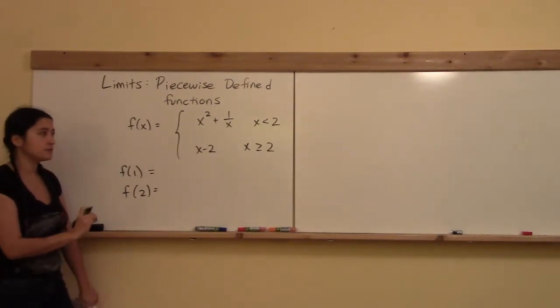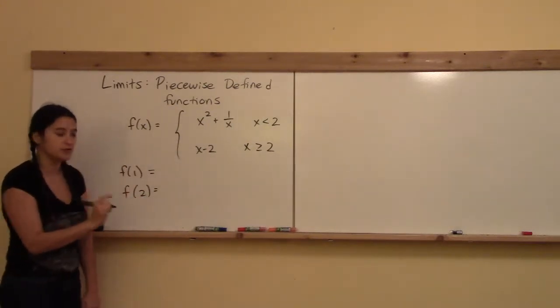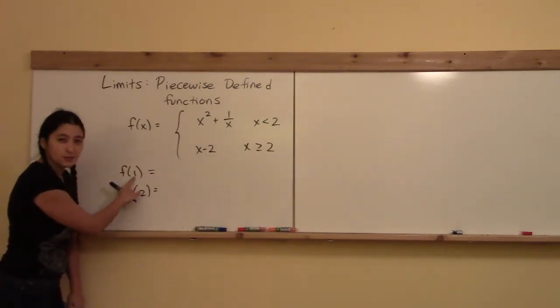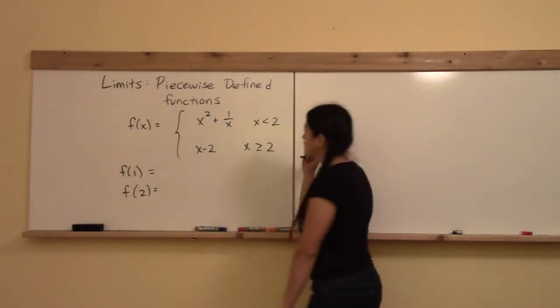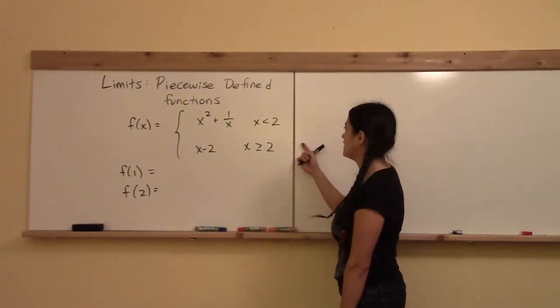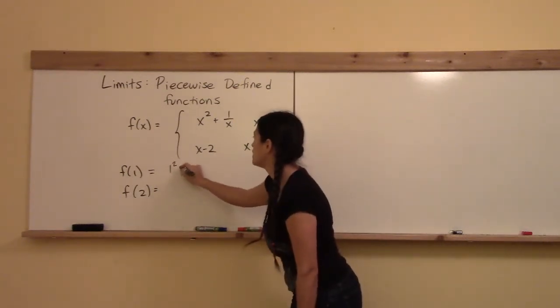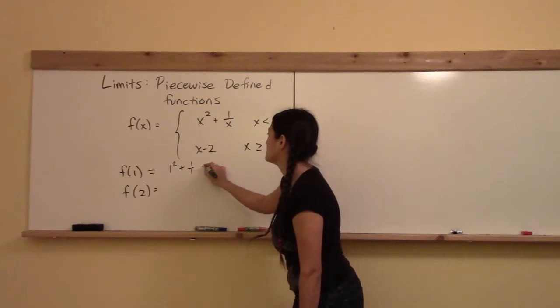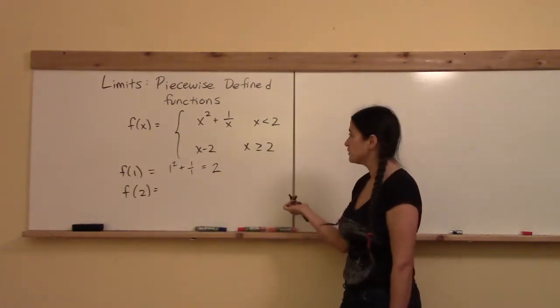Okay, so this is a review from pre-calculus. Keep in mind that when you have these multiple pieces of the definition, you're just looking at what's the input, and then you're going to go over here and say f of 1, well, which of these cases does 1 count as? Less than 2, right? So then I will put it in the instructions for all things that are less than 2, which is 1 squared plus 1 over 1. So the answer, f of 1 is 2.